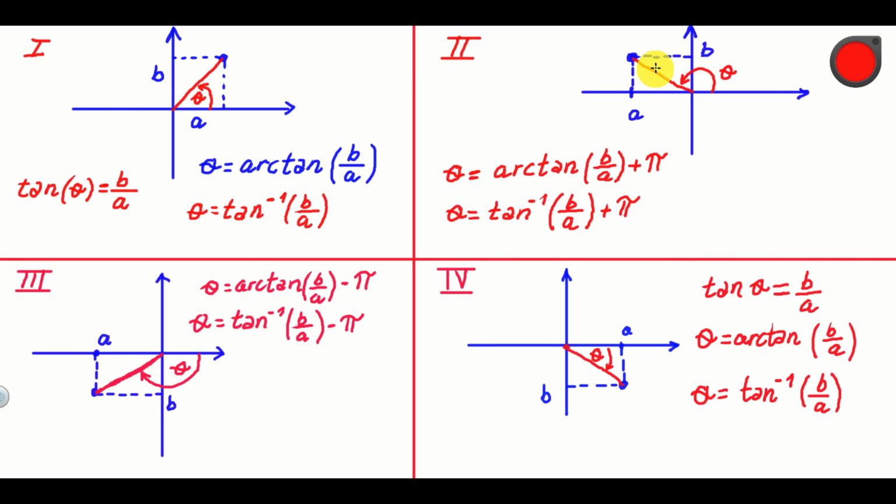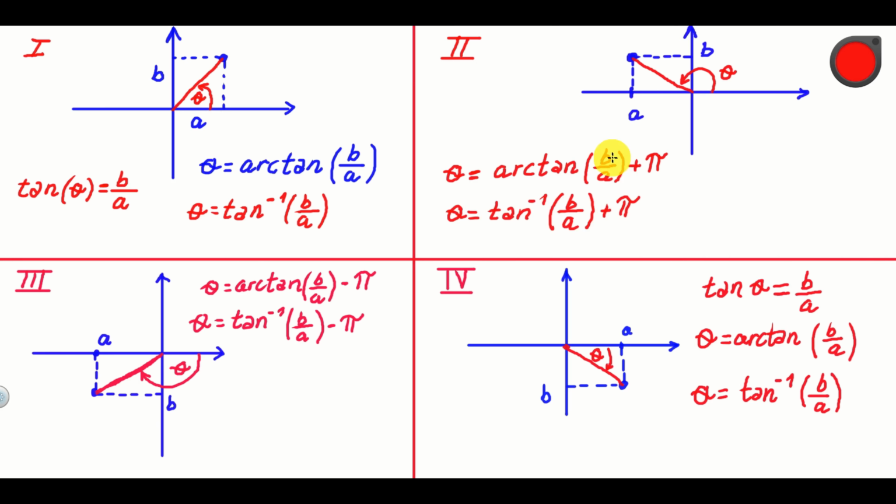That is, it's over here. In this case, a is negative and b is positive. And here's how the angle theta looks. In this case, we need to apply this formula. We will have theta is equal to arctan of b over a plus pi, or in the equivalent form, theta is equal to inverse tangent b over a plus pi.